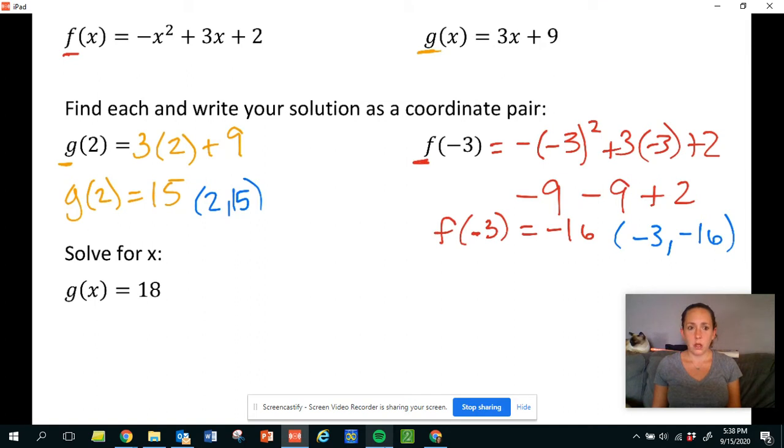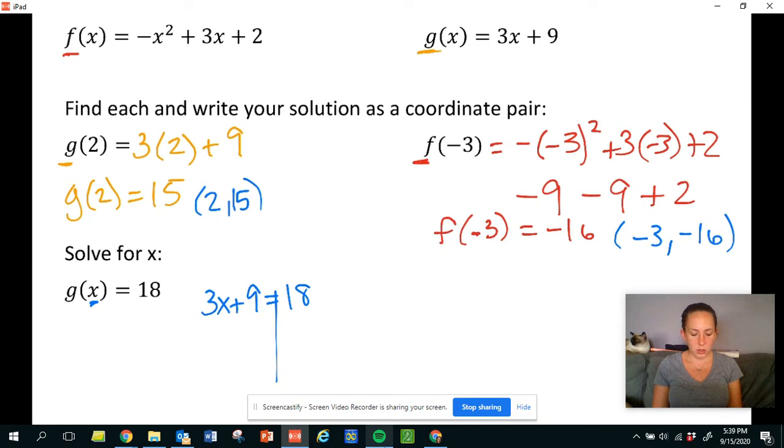For the second part, when they don't give you the x, they're saying it's equal to y, meaning that was the output, so that's the y. So they want you to set the equation equal to 18. So g of x, which is 3x plus 9, equals 18. And then I solve.